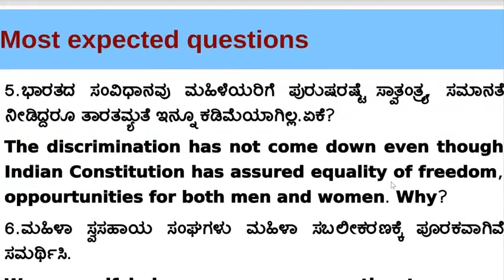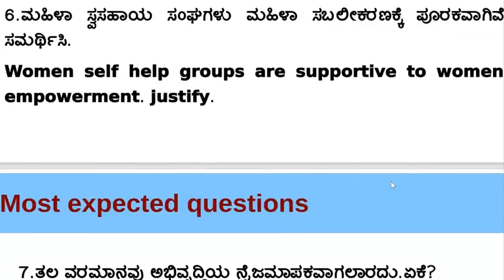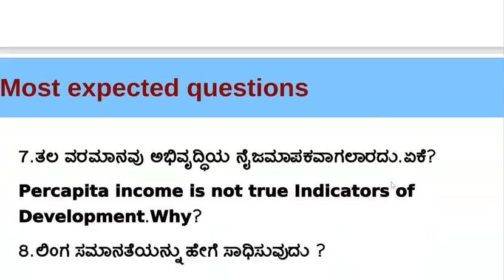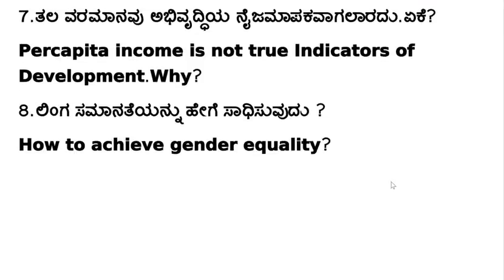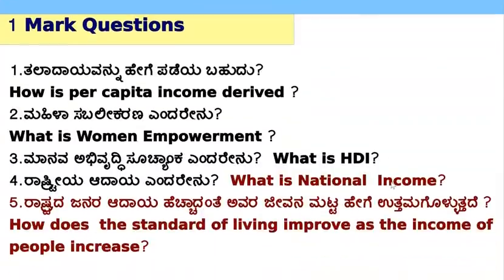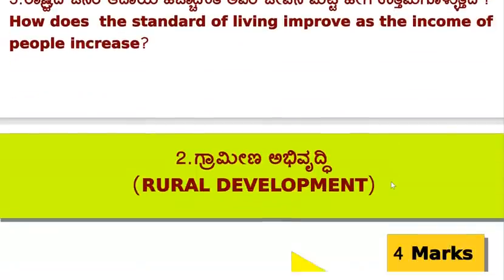The discrimination has not come down even though the Indian Constitution has assured equality of freedom and opportunities for both men and women. Why? Women self-help groups are supportive to women empowerment. Justify. Per capita income is not a true indicator of development. Why? How to achieve gender equality? 1 mark questions. How is per capita income derived? What is women empowerment? What is HDI? What is national income? How does the standard of living improve as the income of people increases?